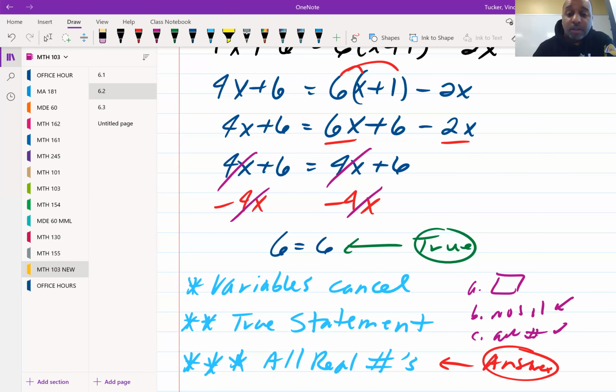Good question. I'm glad she said that, because I do want to reemphasize that your answer is not true. Your answer will not be a true statement. Your answer is not false or false statement. Your actual answer is either no solution. If it's a false statement, it's no solution. If it's a true statement, it's all real numbers. And you'll see that option when you get to these assignments in MATLAB.